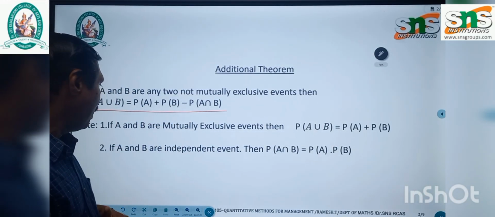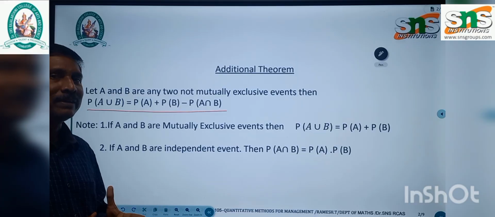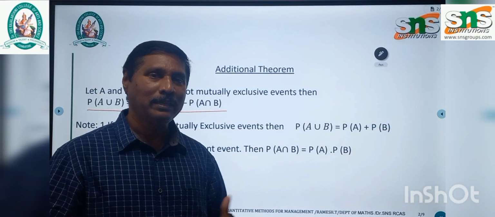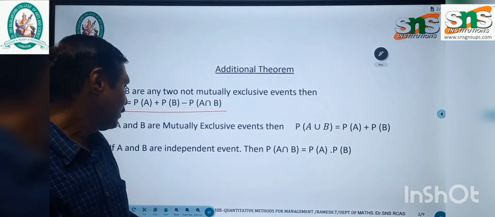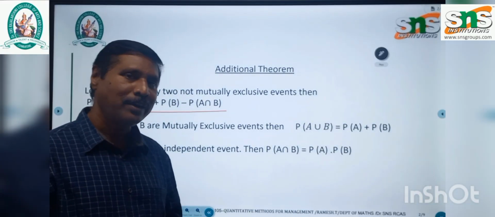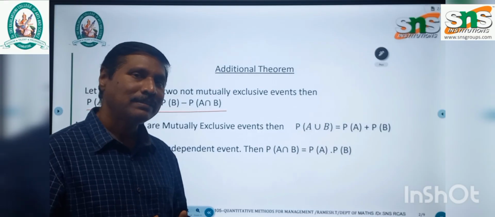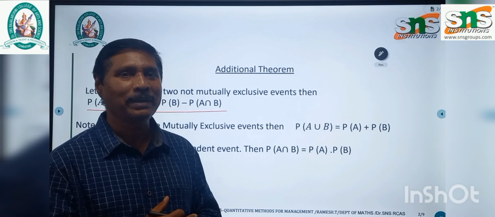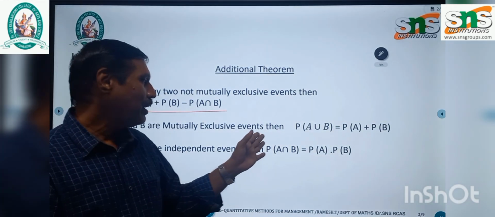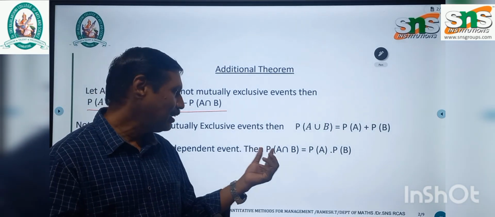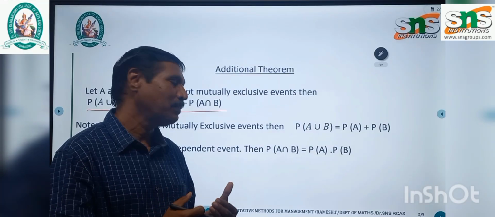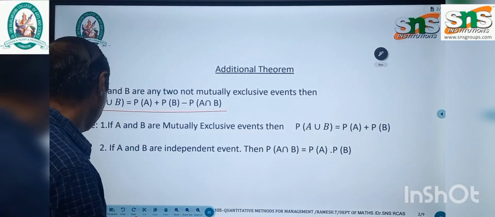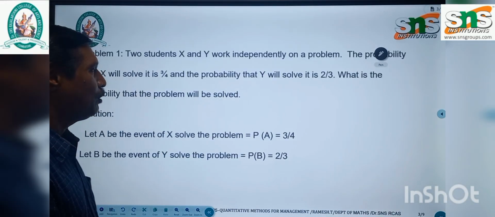And note that if A and B are independent events, then probability of A intersection B is probability of A into probability of B. Independent means you already know event A does not affect event B. So here the probability of A intersection B is the product of their probabilities: probability of A into probability of B.